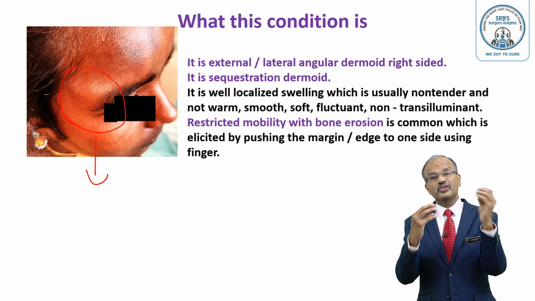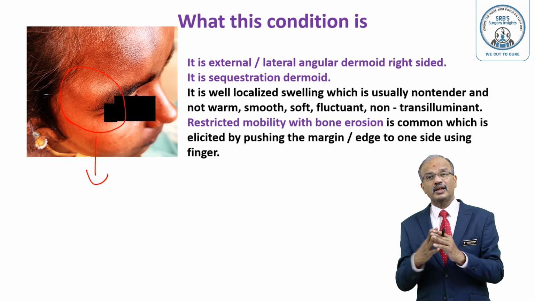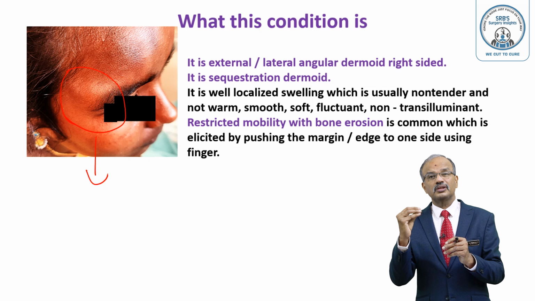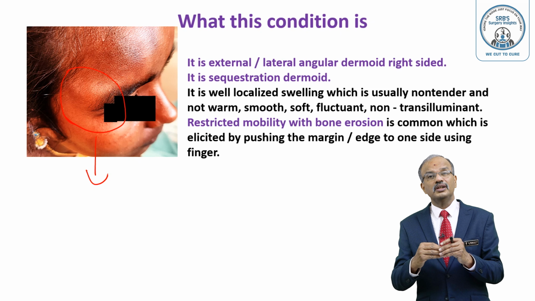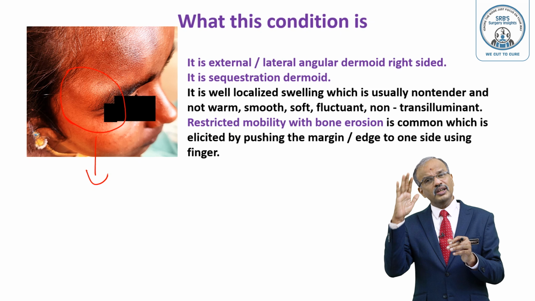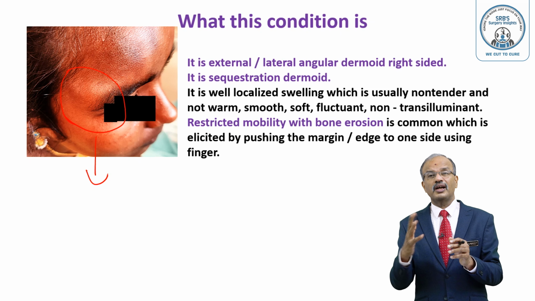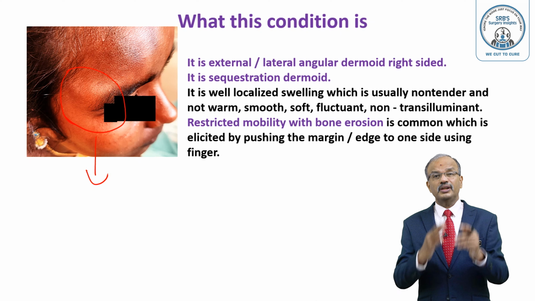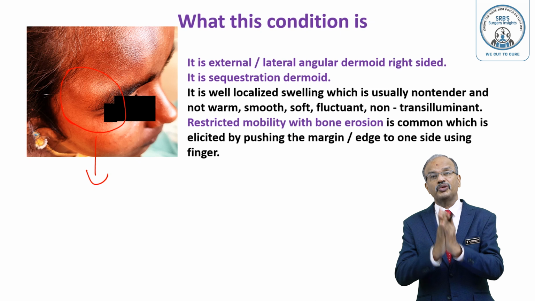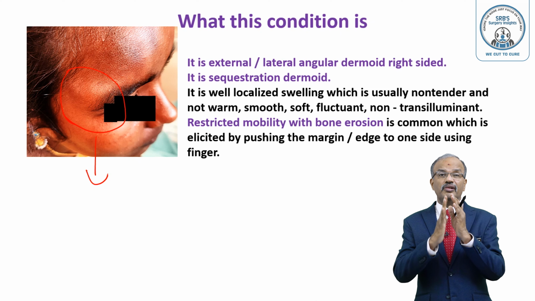So there is swelling outside, inside also. So different types are there. Commonly outside it often erodes into the skull, outer and inner tables, sometimes only the outer table, sometimes it gets buried into a deeper plane. Occasionally only inside it is there and outside it is not visible, very rare, but it can happen. So that is the point about the embryological line of fusion, which is important. That is sequestration dermoid.